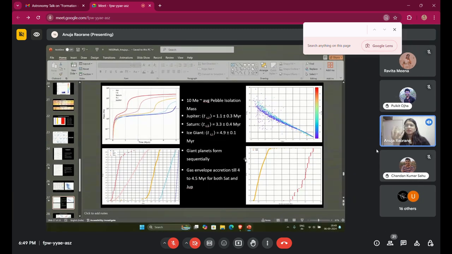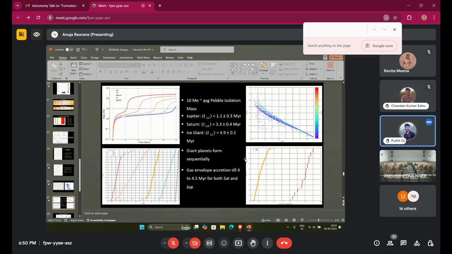So if these amounts of metals are in the core, then how much is the mass? But there's no direct observation of the core yet. They are all estimates. So you're saying that for numerical studies of the formation of planets, the core mass is still a mystery? Yeah, it has been estimated, and it has been around 10 to 20.